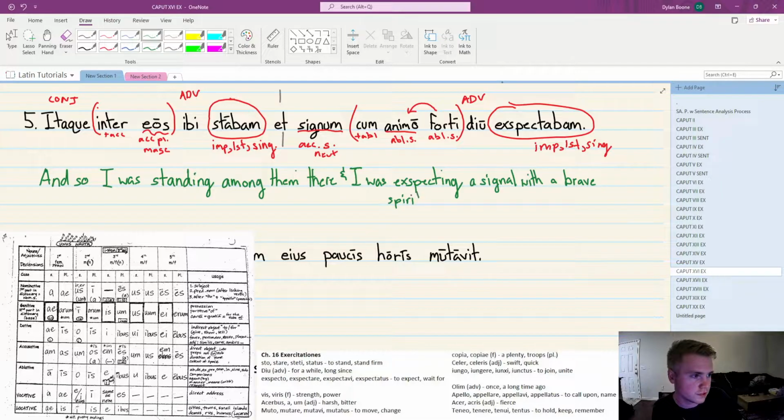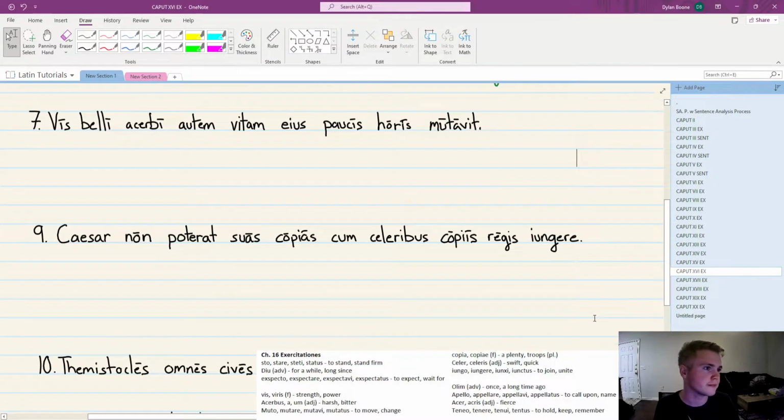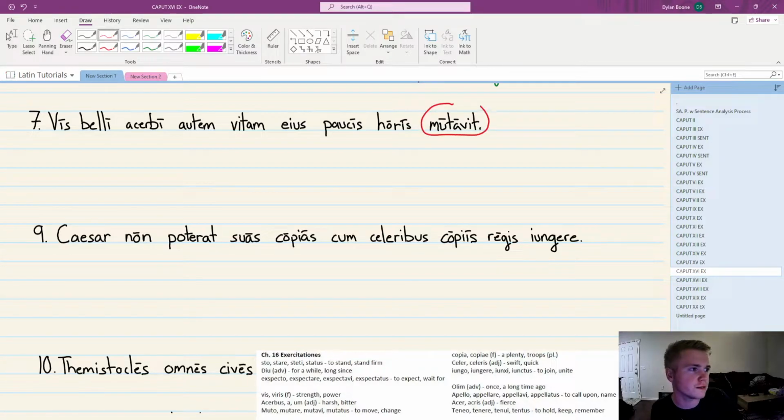Dio just means for a long time, for a while. And that's it for number 5. So for number 7, a little simpler of a sentence, just one main phrase here. We have mutavit as our governing verb, our main verb of the sentence.